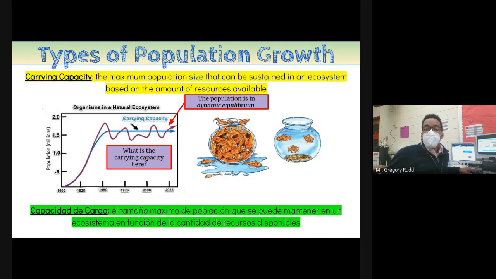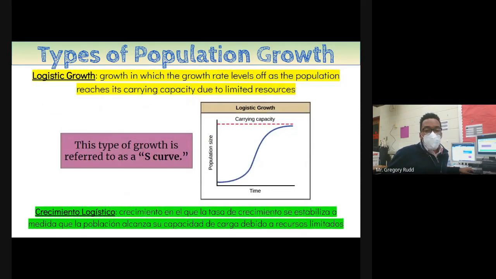Dynamic equilibrium, because on average, we're seeing the population is about 1.5 million. But there are times when it's higher than that, and there are times when it's lower than that. So it's at equilibrium, meaning that it's not changing. It's pretty stable, but it's dynamic equilibrium, meaning that it's changing a little bit. It's fluctuating. All right. So there's exponential growth, and then there's also logistic growth, and this is why we just defined the term carrying capacity.